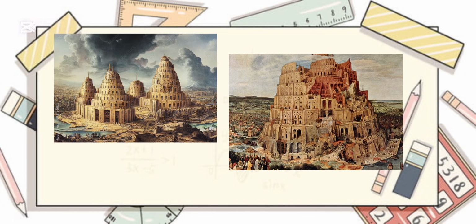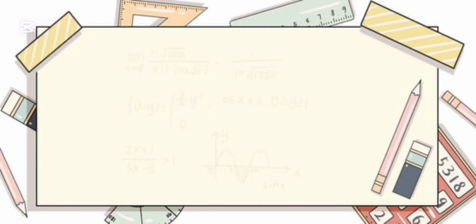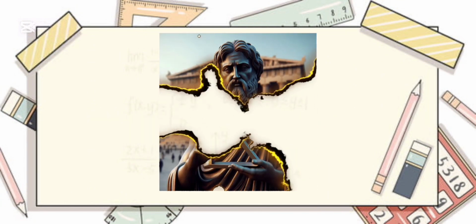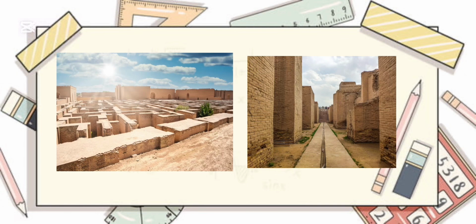They used the triples to measure right angles and survey land. They used Pythagorean triples as a GPS system. It leads many historians to believe that Pythagorean theorem did not start in Greece, but rather in Babylon.